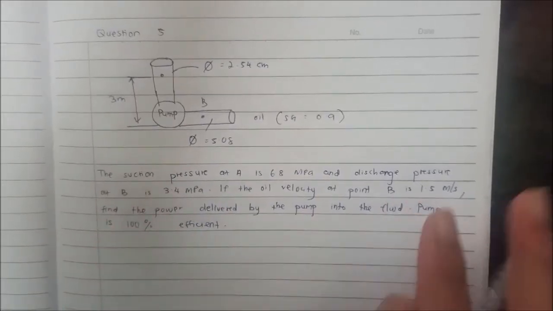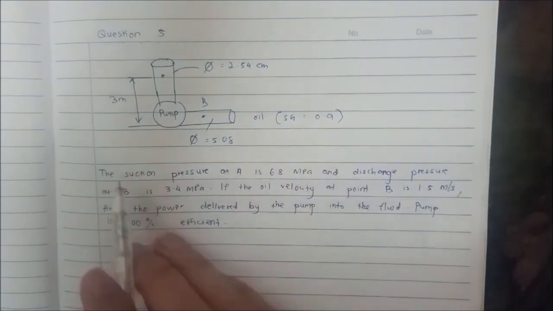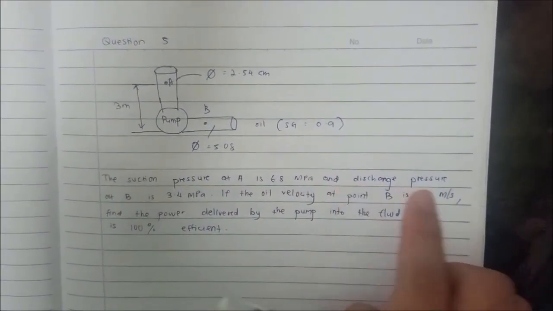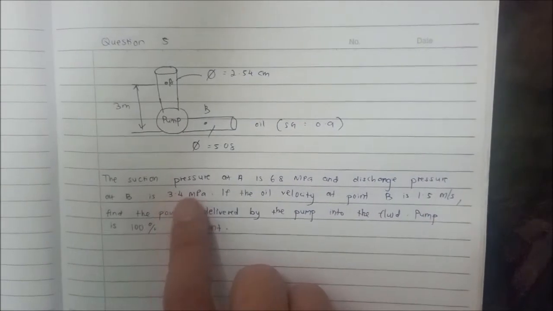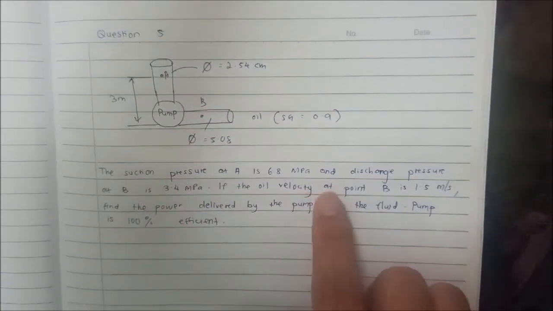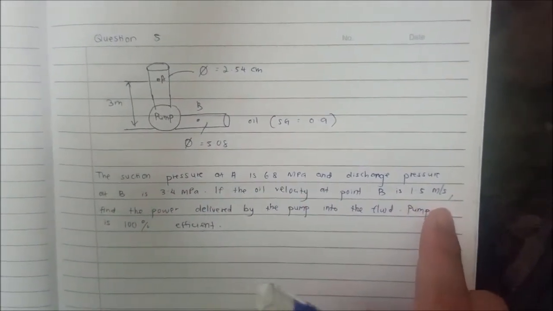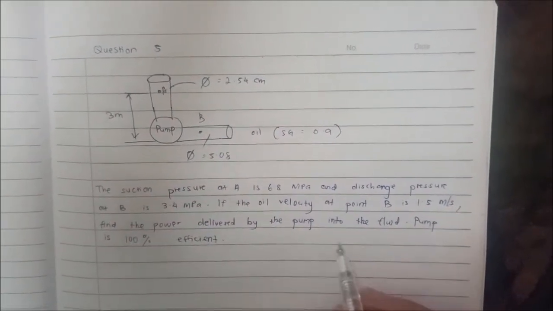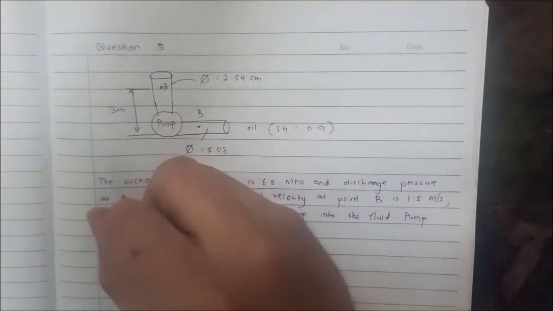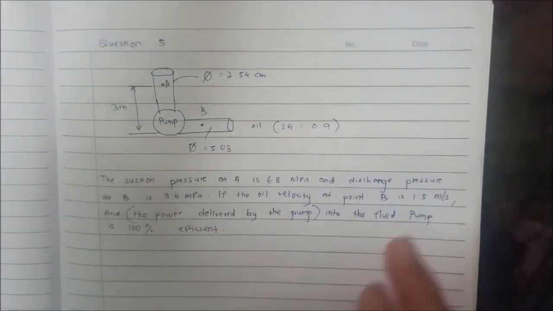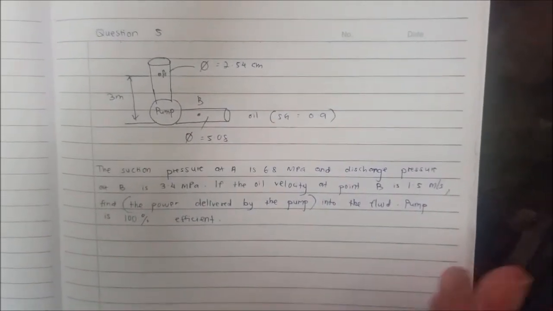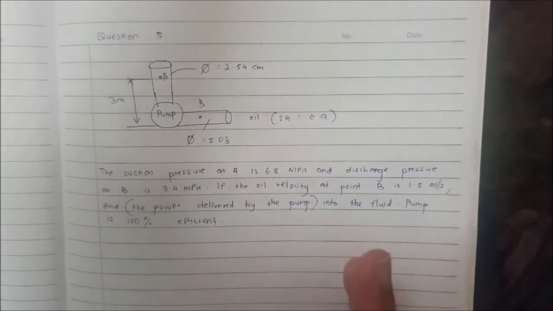So the third question is question 5. The question 5 is that the suction pressure at A, which is here A, is 6.8 MPa and discharge pressure at B, point B, is 3.4 MPa. If the oil velocity at point B is 1.5 meter per second, find the power delivered by the pump into the fluid. So the power delivered by the pump, it's called the WP. Pump is 100% efficient, which is the efficiency of the pump is 100%.